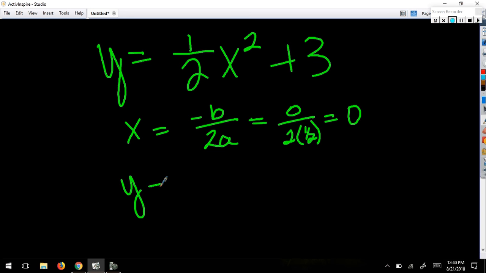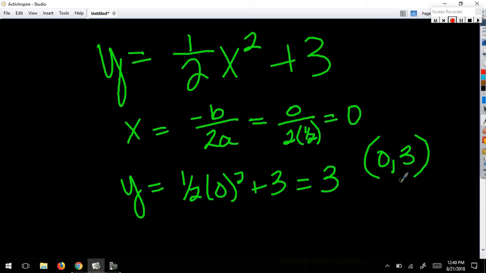Plug it back in. 1/2 times 0 squared. Exponents come first, so 0 squared is 0. Times 1/2 is 0. Plus 3 is 3. What are the coordinates of my vertex? 0, 3.